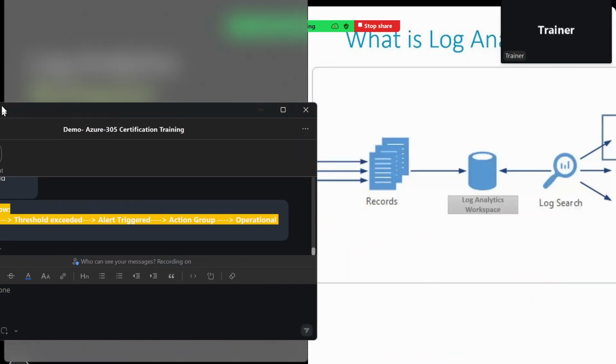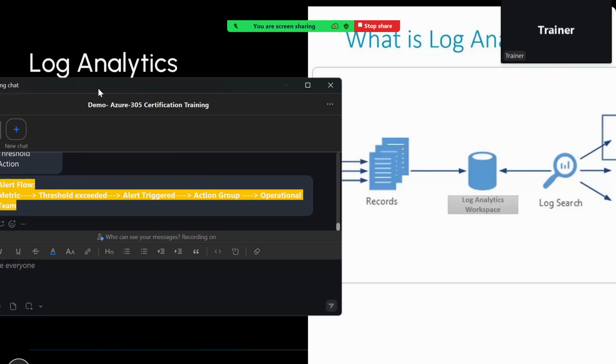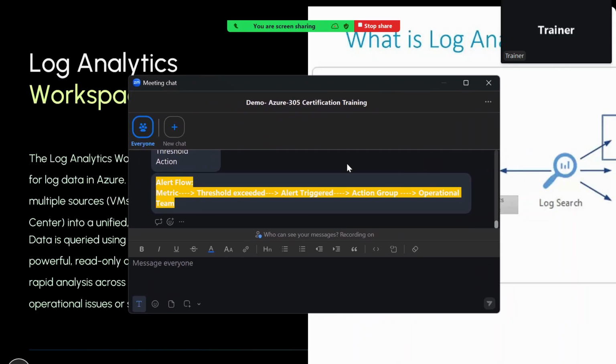Okay, so if I simplify what is Log Analytics Workspace, it is one of the important parts of your Azure resources. Log Analytics Workspace is a central repository for logs collected by Azure Monitor. Okay, let me again repeat. What is the Log Analytics Workspace? It is a central repository for logs collected by Azure Monitor. Think of it as an enterprise log database.